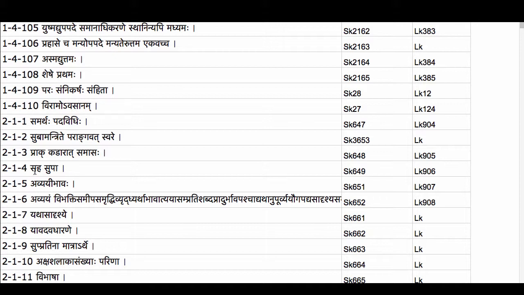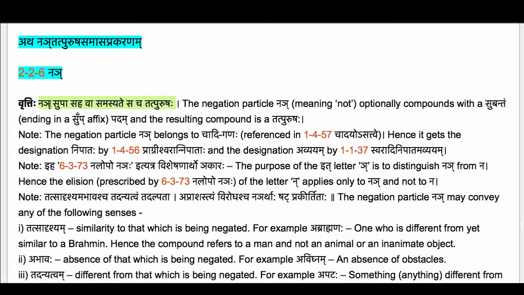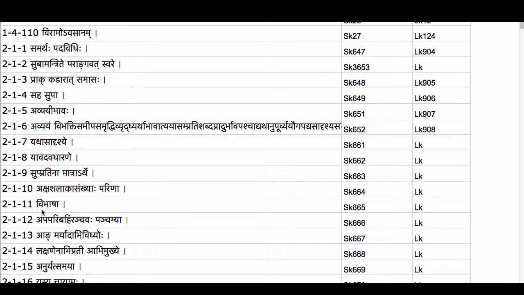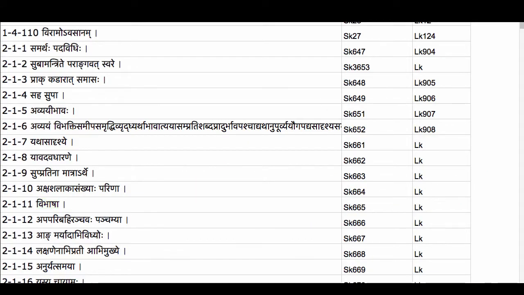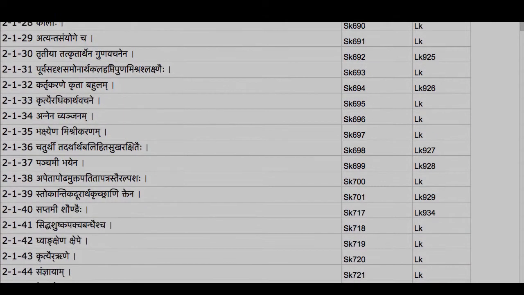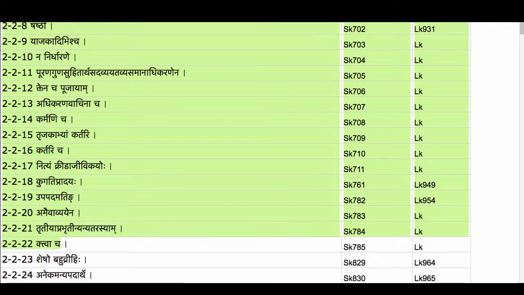And we know the anuvritti of Sahasupa coming down from 214 Sahasupa. That's why the vritti says Supa Saha Vasamasyate. And of course we know the adhikara of Vibhasha, which starts from 2111. That's why we say Vasamasyate. And finally the adhikara of Tatpurushaha, which of course runs down from 2122 down to 2222. So these negation compounds formed using this avyayam Nyai are a subset of Tatpurushaha compounds.